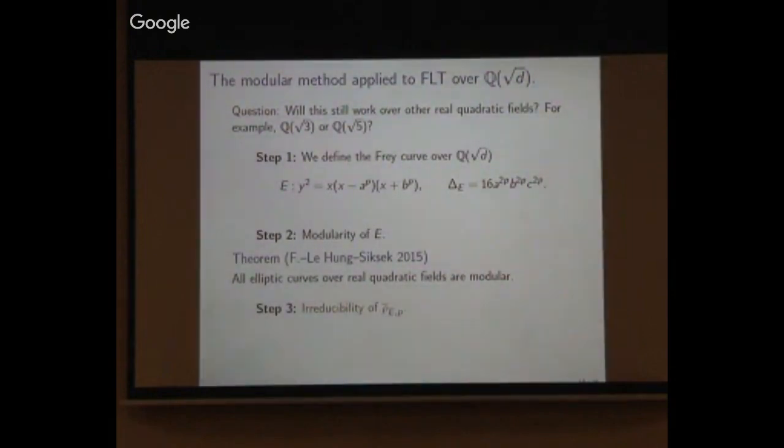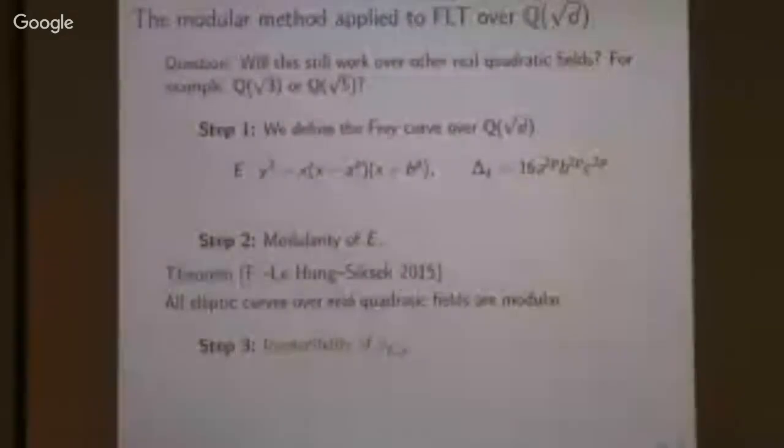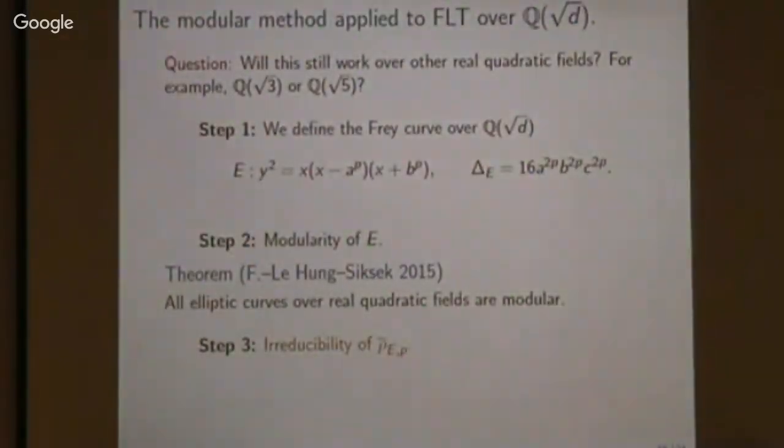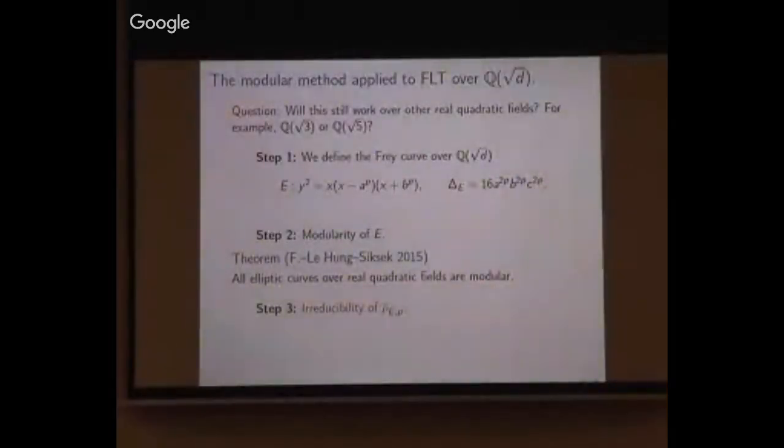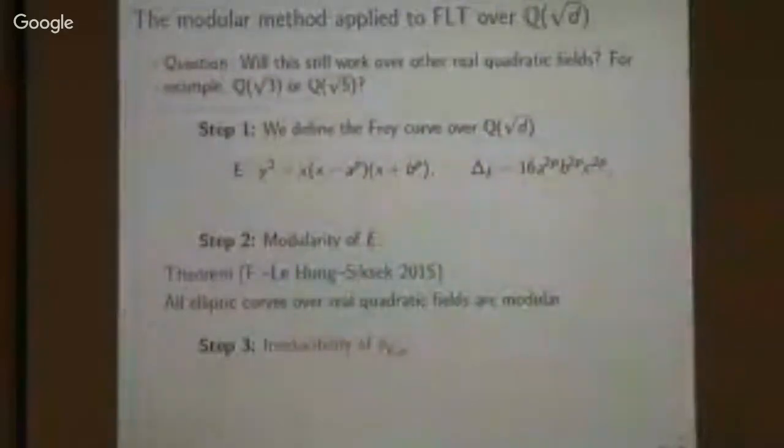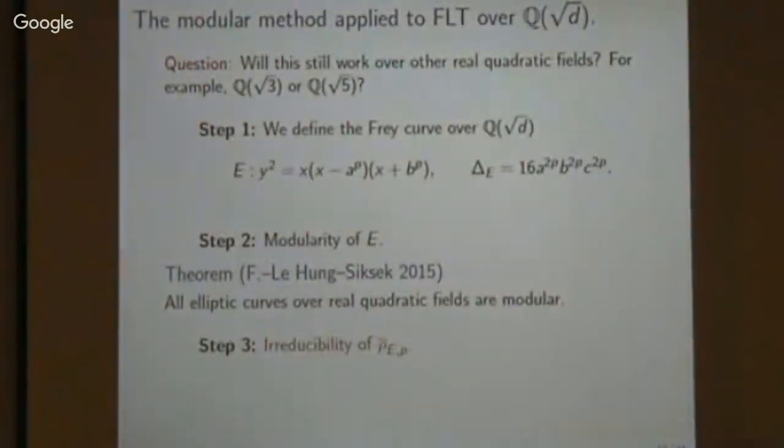Step 3, we need to prove irreducibility of the mod P Galois representation. This is supposed to be orange because we can do it, but it somehow requires a little bit of work, not too much. You remember in the previous proof, P needed to be at least 17 for this to work. Sometimes we have to grow this P much more than 17, but usually we can get around it.